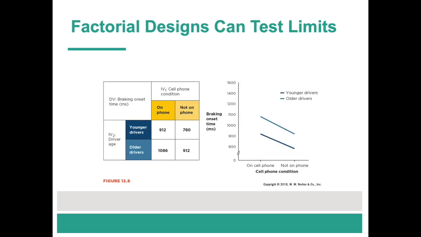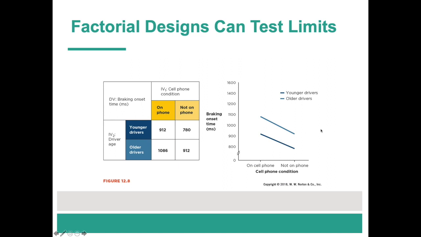Factorial designs can test the limitations on a variable. So our variable may be on the phone or not on the phone. We may wonder if the effect of being on the phone actually depends on whether someone's old or not. And so often the way that we like to look at this is by plotting it. So we can plot this, on the cell phone, not on the phone, for older and younger, and the time it takes to brake.